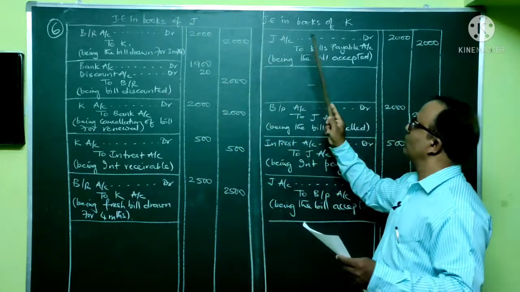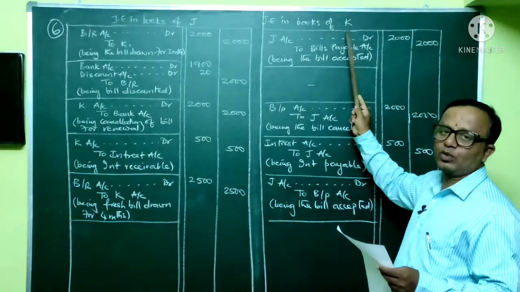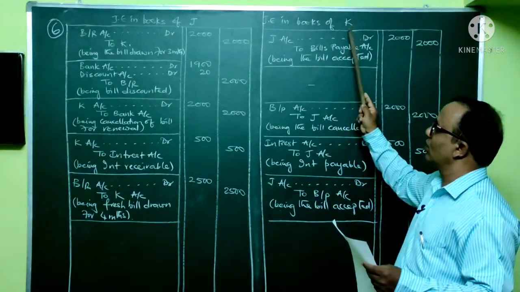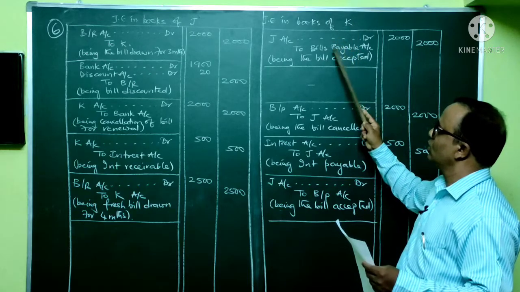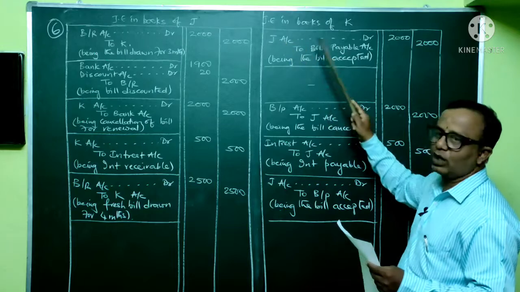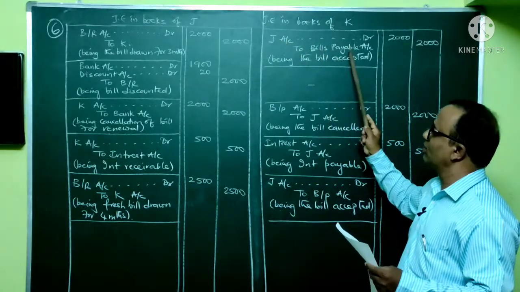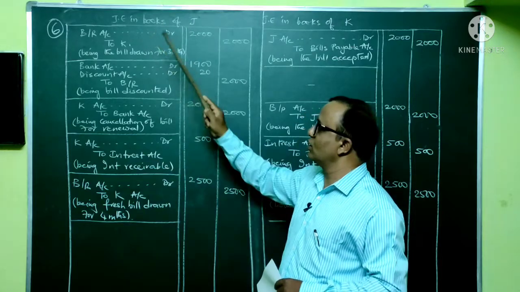Now, what will be the entry in the books of K? K is the person who has accepted the bill, so he is the drawee or acceptor. As such, he has accepted the bill drawn on him. So, he is going to write J account debit to bills payable, drawer account debit to bills payable, J account debit to bills payable.